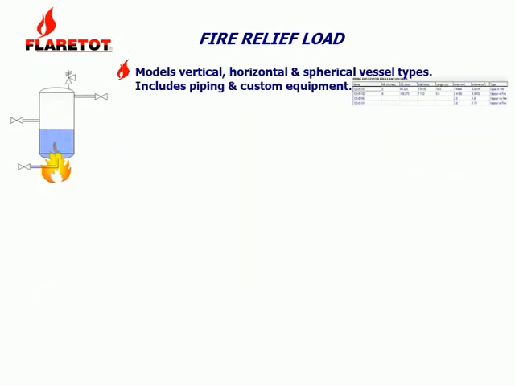The fire relief load calculation determines the flow resulting from exposure of a system to fire. The system comprises a vessel and associated piping or equipment. The vessel can be a vertical, horizontal or spherical type. Connected equipment and piping is specified individually in a grid. These can be allocated to liquid or vapor phases, as well as with or without fire exposure.